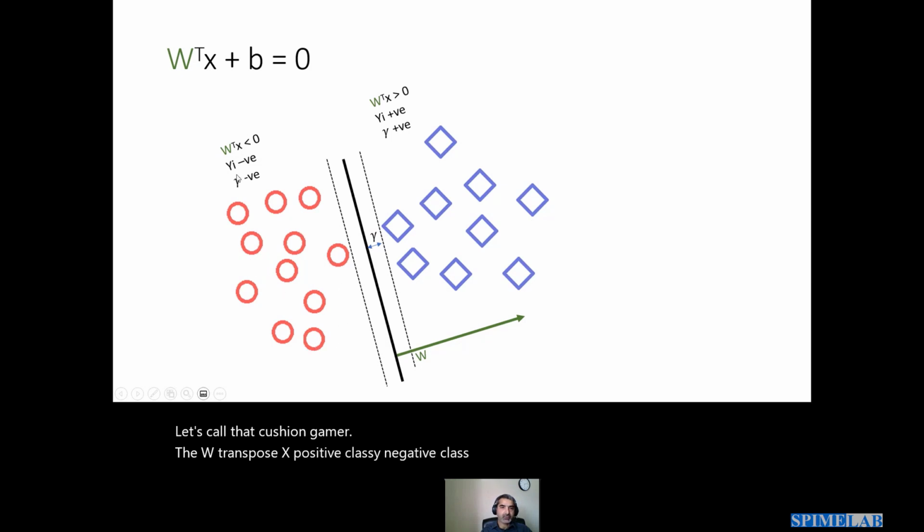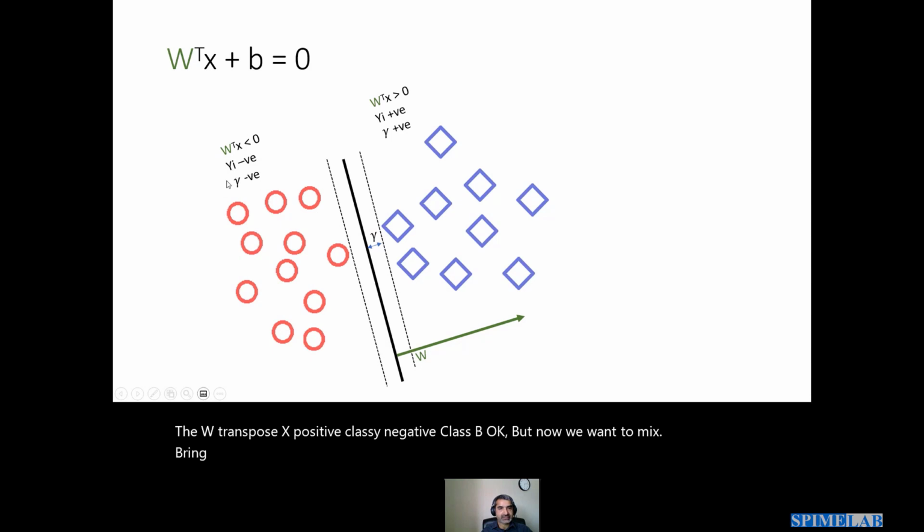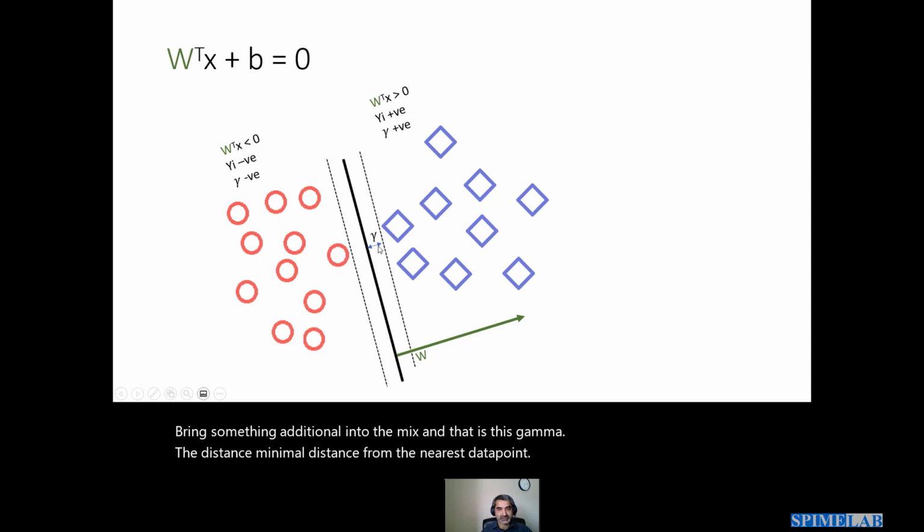Okay, but now we want to bring something additional into the mix, and that is this gamma, the minimal distance from the nearest data point. Whatever it is, if we have that in mind, we can make this line more generalizable for future data points.